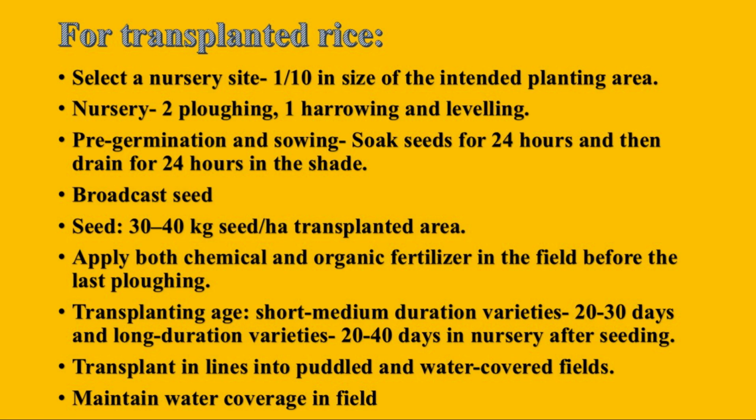Apply both chemical and organic fertilizer in the field before last plowing. Short to medium duration varieties need 20 to 30 days and long duration varieties need 20 to 40 days in the nursery after seeding. Transplant in lines into puddled and water covered fields and maintain the water coverage in the field.